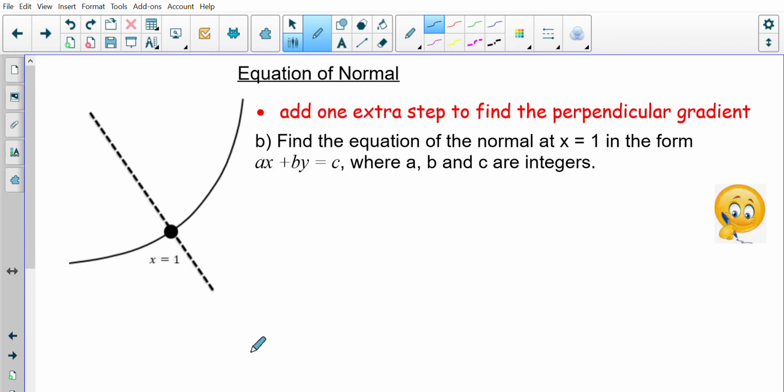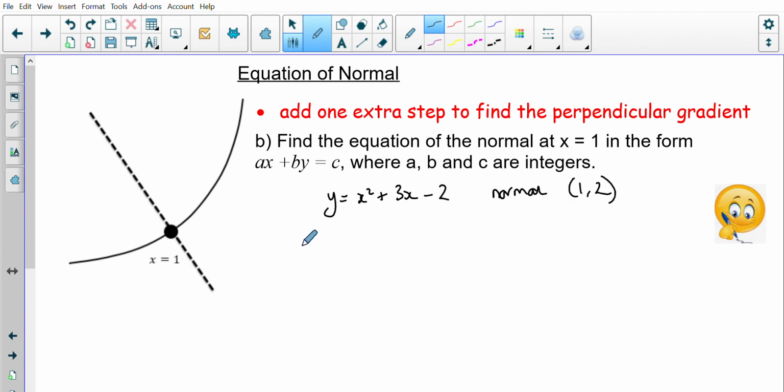So if we want to find the equation of the normal at the point x equals 1, so here we are, we've got the normal, it's the dashed line, it's perpendicular to the tangent. All we need to do is to add one extra step into our workings to find the perpendicular gradient. So in this question we're just using the same curve. The equation of our curve was y equals x squared plus 3x minus 2. We've already found the y coordinate. So we're getting the equation of the normal at the point 1, 2.